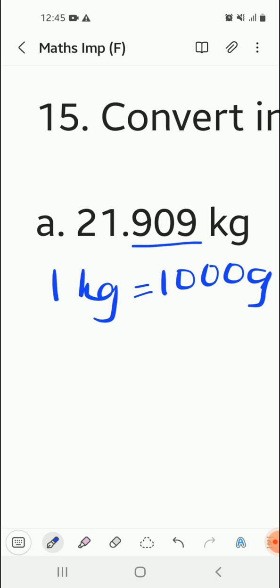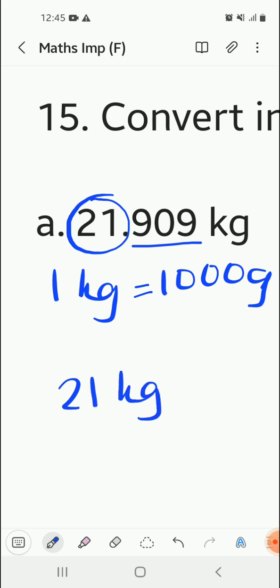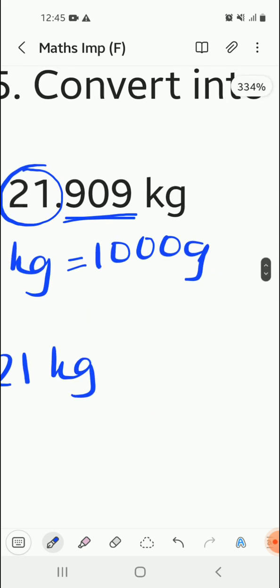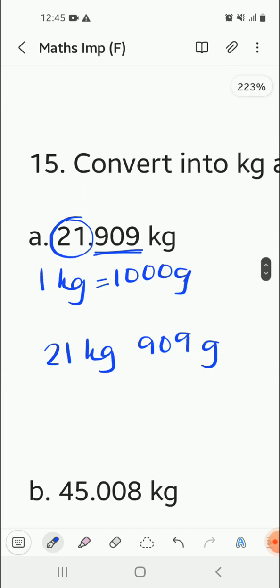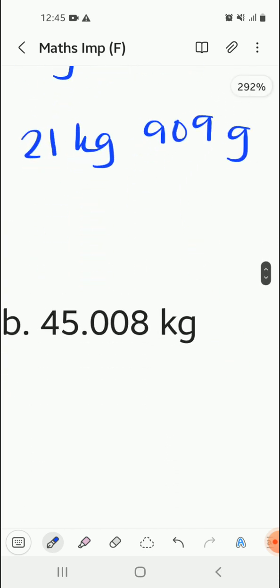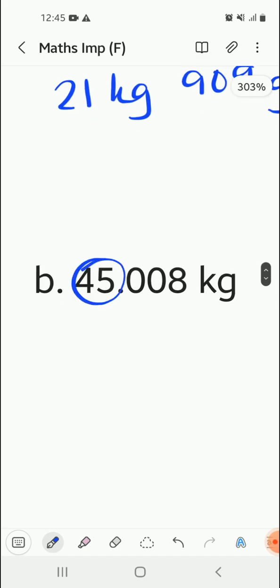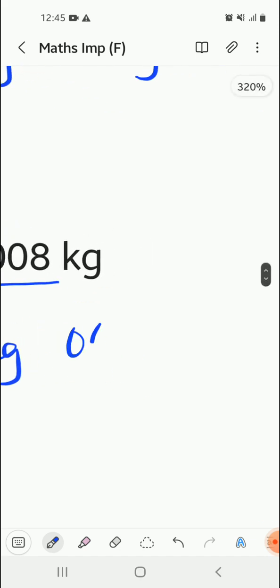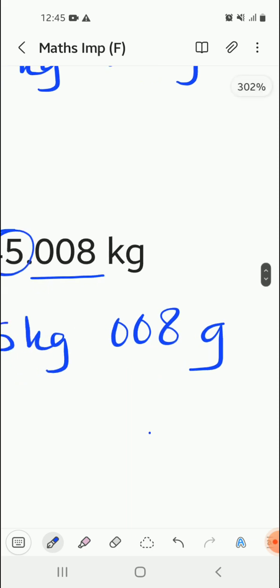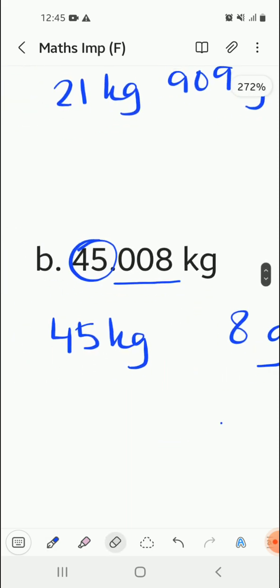So simply what we are going to do is write the number before the decimal place as kg, that is 21 kg, and the number after the decimal point as gram. So it is 909 gram. Similarly, moving on to the next question, same thing. Just before the decimal place there is 45, so this becomes 45 kg, and after the decimal point there is 008. So if you write 008 gram, the 0 doesn't make sense, so you can write only 8 gram.